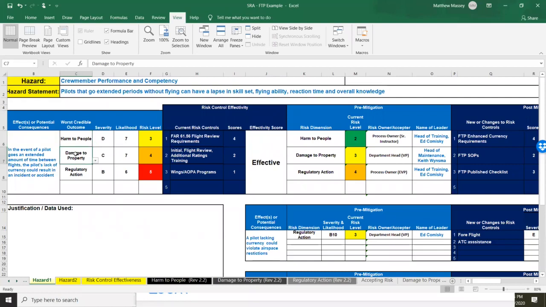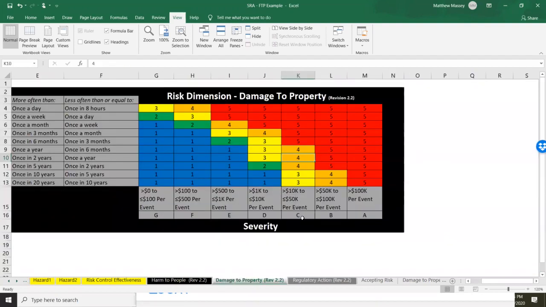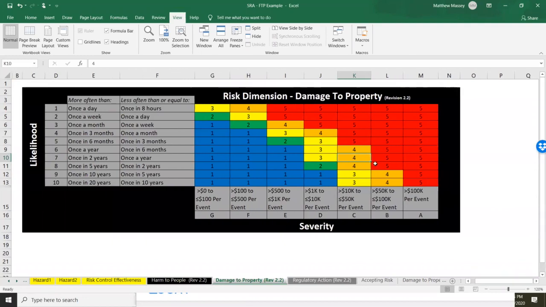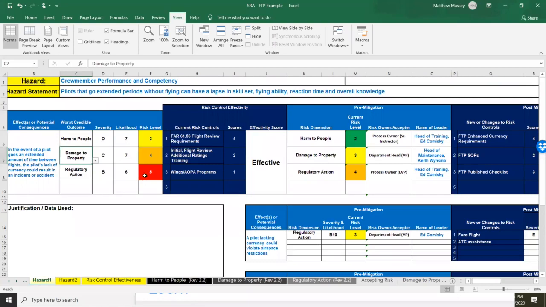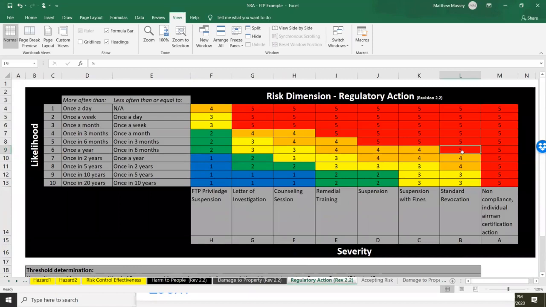Damage to the property. So I put that as a little bit higher. I put that as a C7. So I said once a year to once every 2 years, you could have over $50,000 in damage to your aircraft. And then regulatory action, I actually put a 5 here, a B6. So B6, I said once every 6 months to once a year, you could have that standard revocation. And truthfully, you could actually have airman certificate action. I could have put it as maybe an A6 as well.